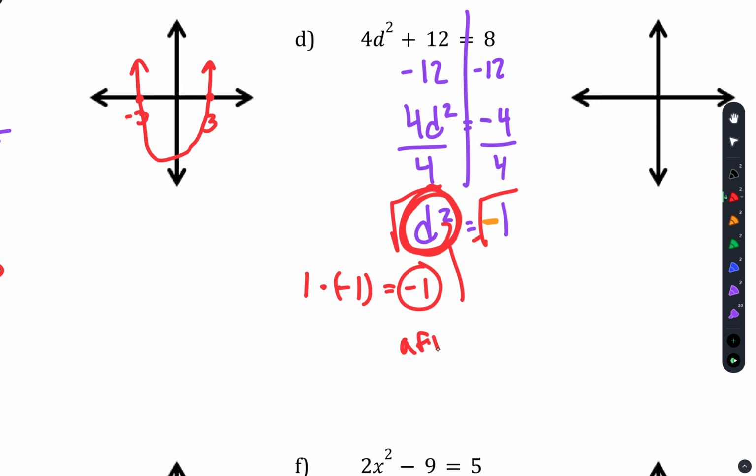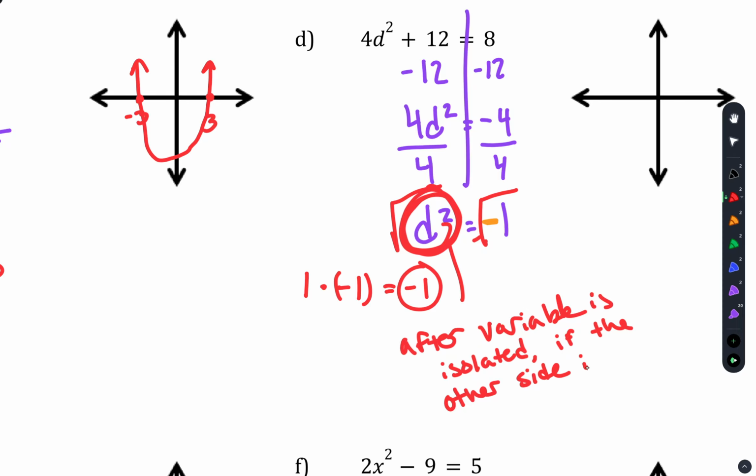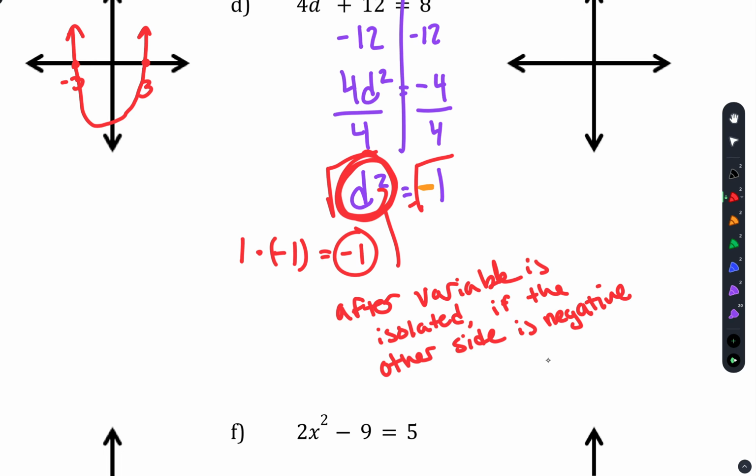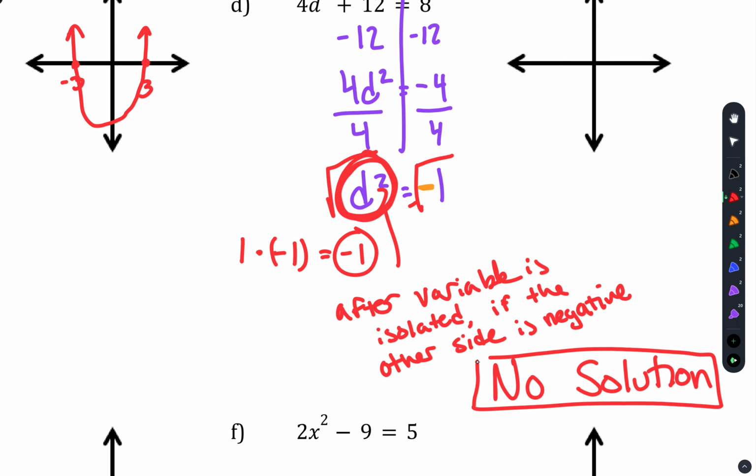So my rule is after I have isolated my variable, this d squared has to be by itself first. So after the variable is isolated, if the other side is negative, then what do we think we write? It's no solution. No solution. There you go. Thanks.